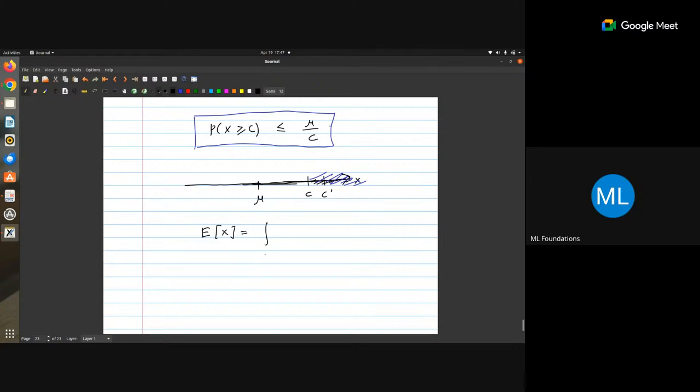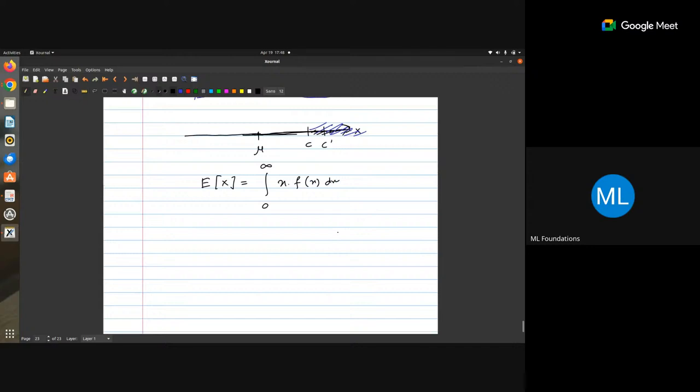So let's say the expectation of X, if it is a positive random variable, is the integral from 0 to infinity of x times f of x dx. Suppose there is some c: the integral from 0 to c of x f(x) dx plus the integral from c to infinity. I just split what is below c and what is above c. Below c, I'll make it zero, suppose. Then this one is going to be zero.